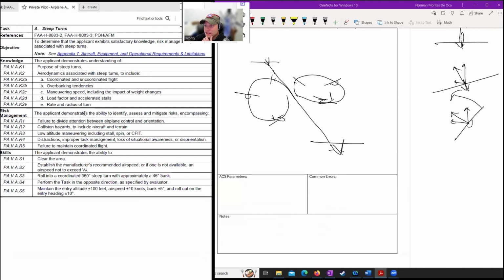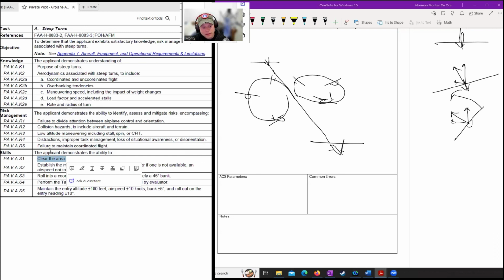You also have to demonstrate the ability to identify, assess, and mitigate risks encompassing failure to divide attention between the airplane control and orientation, collision hazards, low altitude maneuvering, CFIT, stall, spin, etc. Distractions, improper task management, loss of SA or disorientation, and failure to maintain coordinated flight. Use your rudder. The applicant demonstrates the ability to clear the area. So that's the first thing you want to note here.